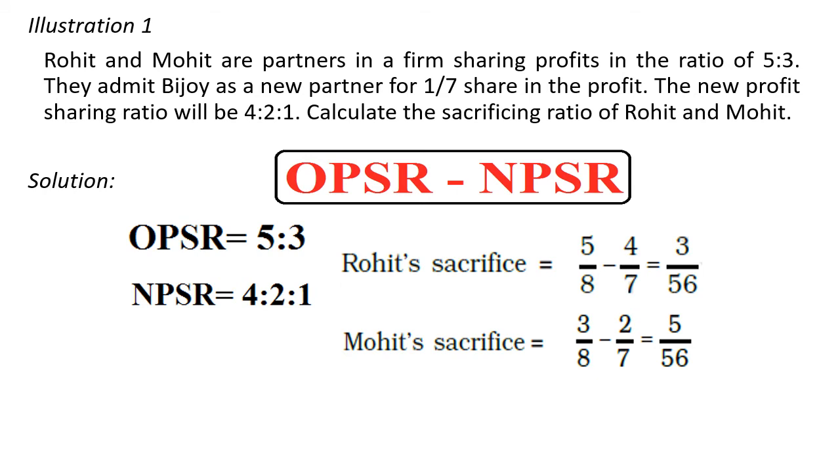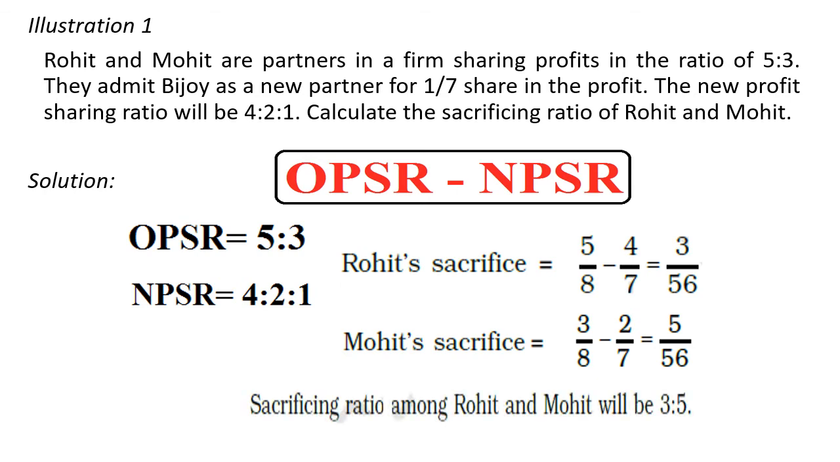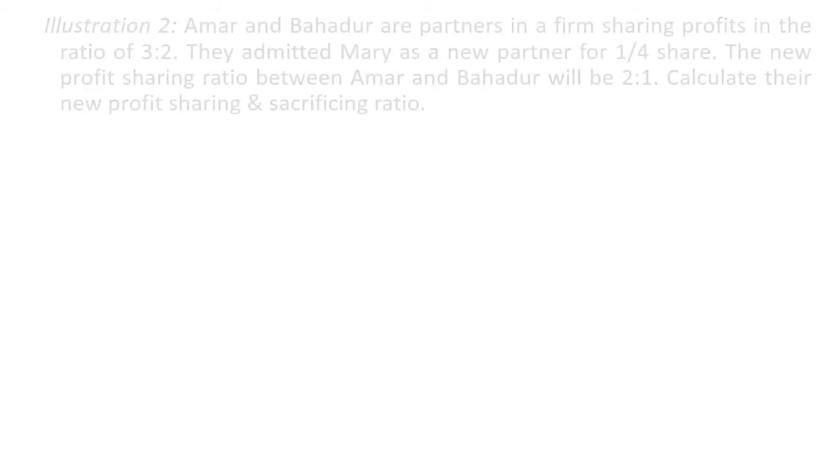So like this, we need to calculate the sacrificing ratio by applying the simple formula. So the sacrificing ratio between Rohit and Mohit will be 3:5. Bear in mind, we should not write 3/56, 5/56. While writing the ratio, we must write only the numerators, that is 3:5. Bear that concept in mind. Clear? Now we will proceed.